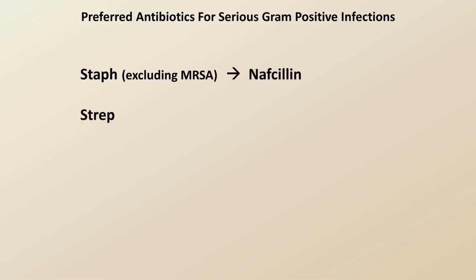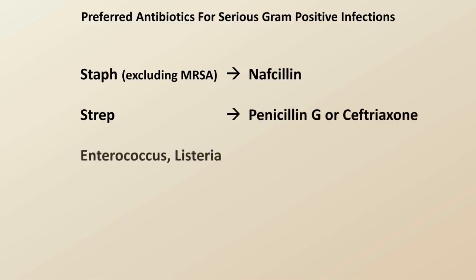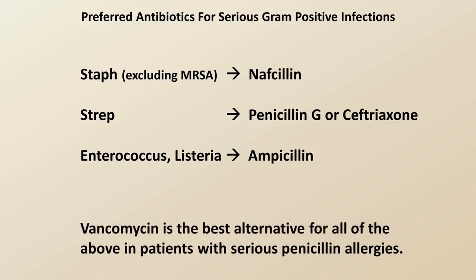Hopefully this next slide won't make any ID specialists shudder at its extreme overgeneralization. Staph infections, excluding MRSA, can typically be treated with the anti-staph penicillin nafcillin. Strep infections can typically be treated with penicillin G or ceftriaxone. Enterococcus and Listeria can typically be treated with ampicillin, remembering that Enterococcus faecium is often resistant to common antibiotics. And vancomycin is the best alternative for all of the above in patients with serious penicillin allergies.